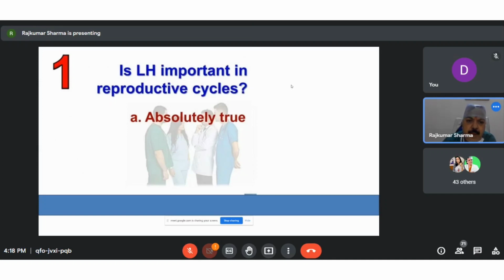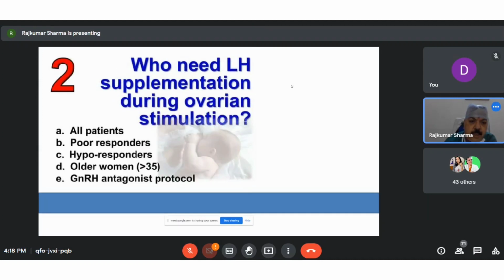So that means LH is important in reproductive cycles. If you keep on giving only FSH, especially in hypogonadotropic hypogonadism patients, then you may not get good follicles and the endometrium will be poor. So it is required, but do all the patients require it, or only the poor responders, or hypo responders, older patients, or the patients who are in antagonist or agonist protocol? Now this we have to understand.